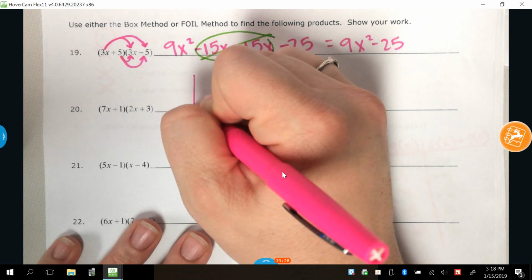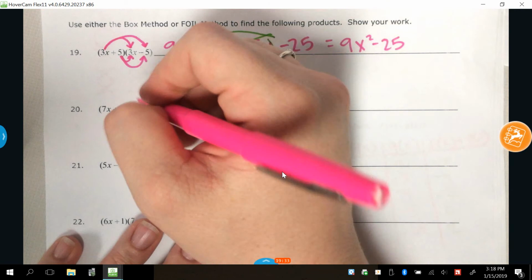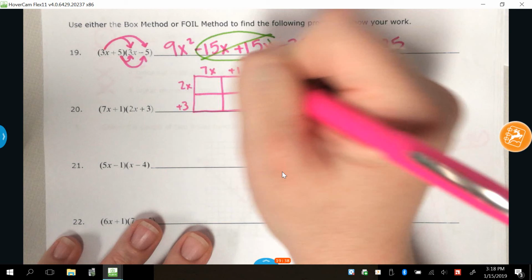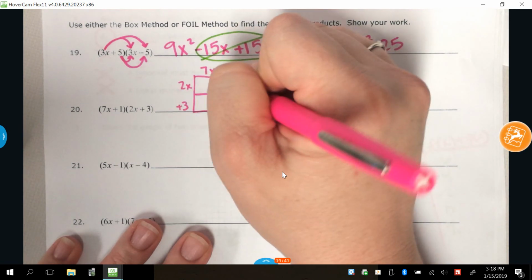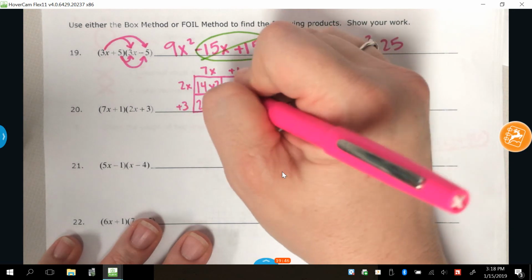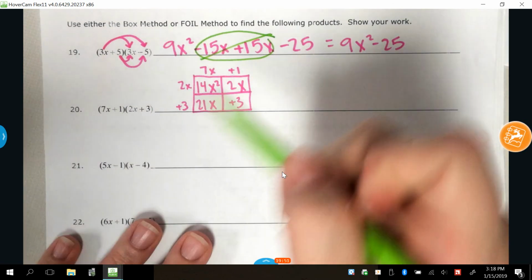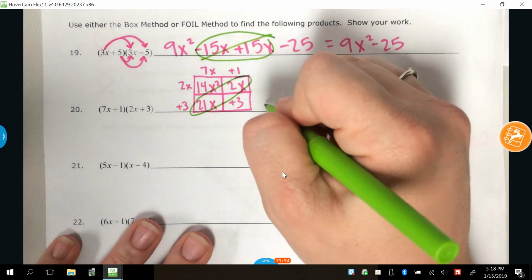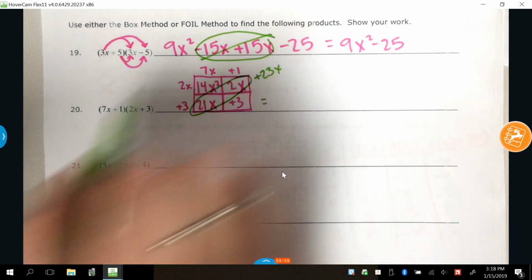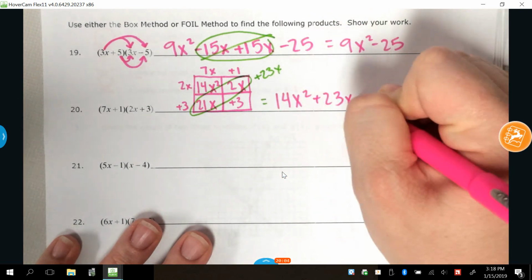Okay, I'll do the box here. So 7x, positive 1, 2x, positive 3, x squared, x. So 7 times 2 is 14, 7 times 3 is 21, 2 times 1 is 2, 1 times 3 is positive 3. So I end up getting 21 plus 2, 23x. So I get 14x squared plus 23x plus 3.